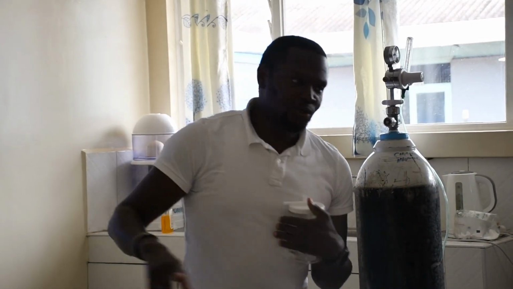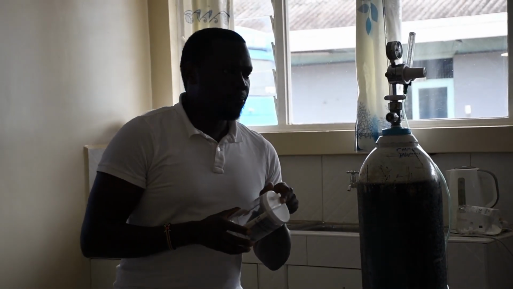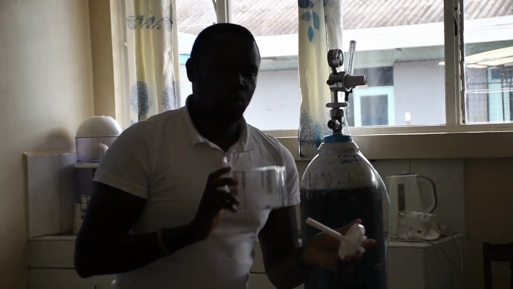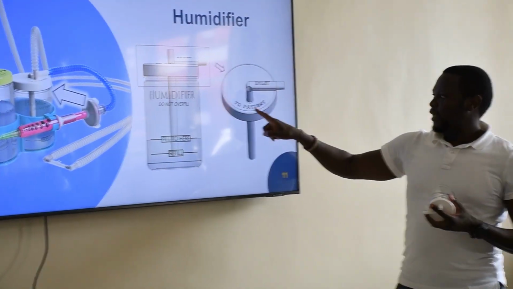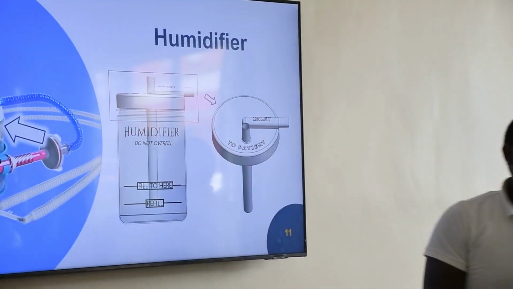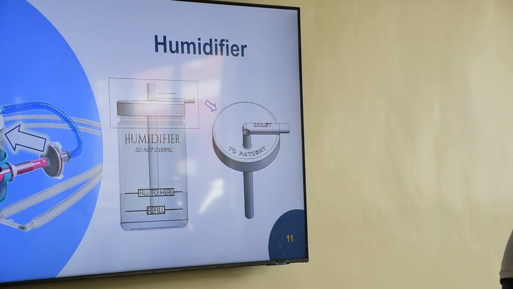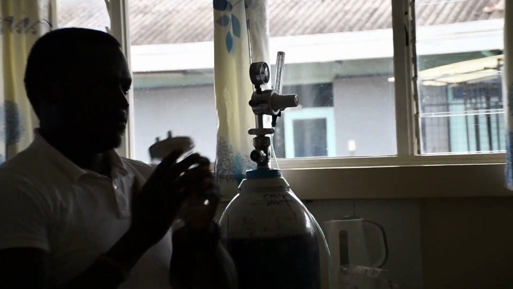Okay? So this one should always be distilled water. Don't add anything to that distilled water. Okay? So then at the top, the lid, you'll have two aspects. So you'll have the inlet and then to the patient. Okay? The blue tubing comes to the inlet, and then the patient tubing now comes to the patient end. Okay? So that's what you're going to have within this part.